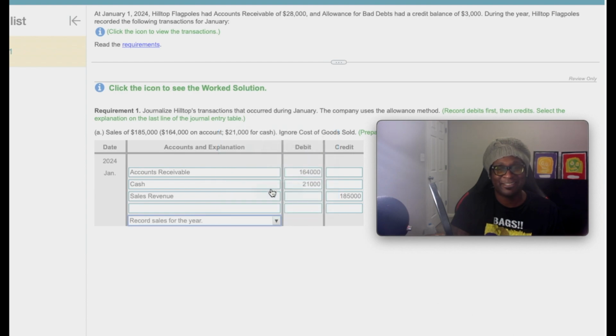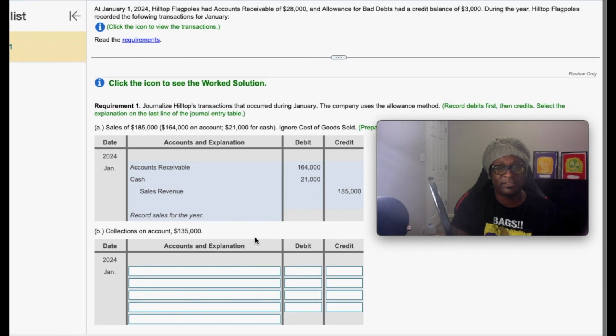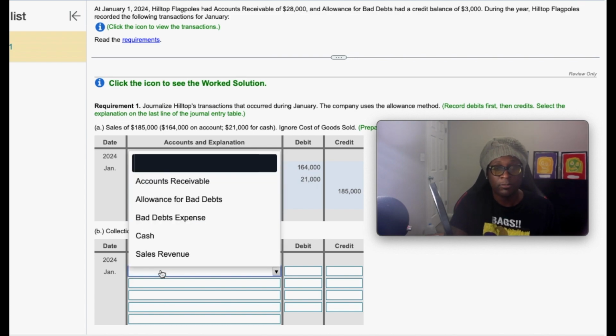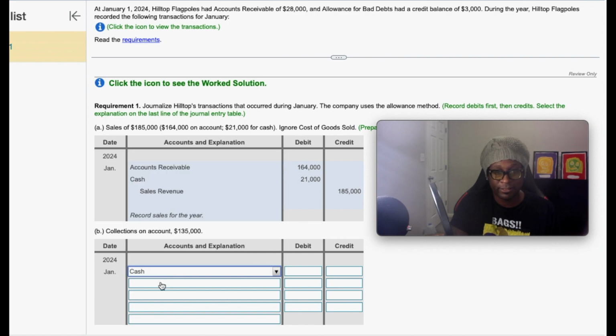Excellent job. Next, it tells us to record the collections on account for $135,000. Okay, we know how to do that, gang. We're going to debit cash and credit accounts receivable for that amount. We're going to check our answer.